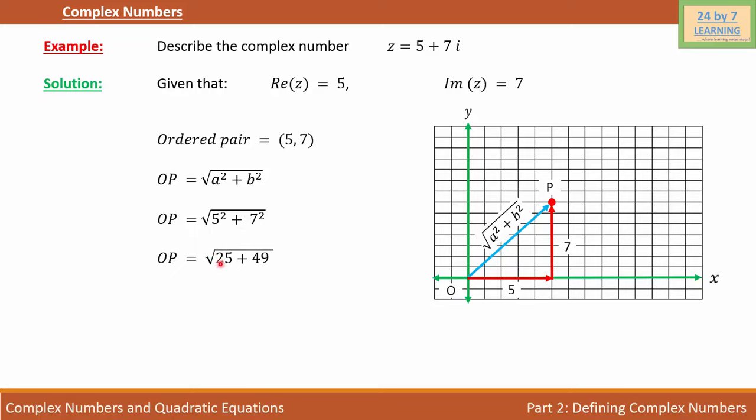If I do that, I will write OP is equal to the square root of 5 square plus 7 square. So 5 square is 25 and 7 square is 49, and 25 plus 49 is 74. So I will write OP is equal to the square root of 74. This is the magnitude of the complex number z is equal to 5 plus 7i. And this is how we will find and describe complex numbers.